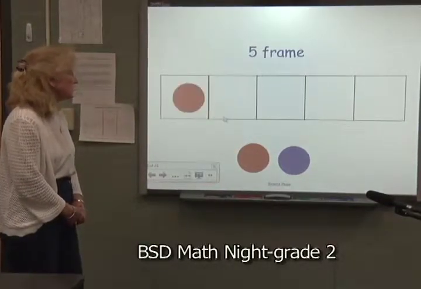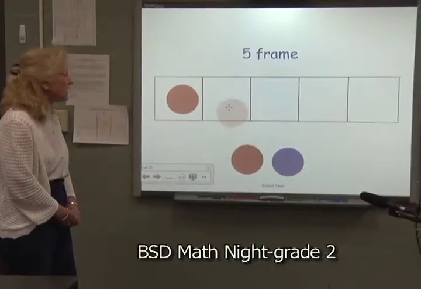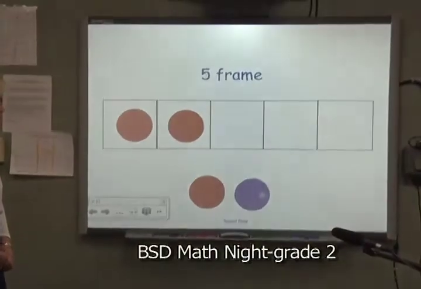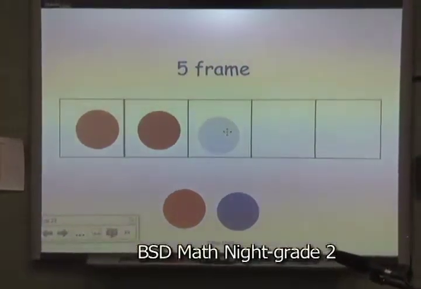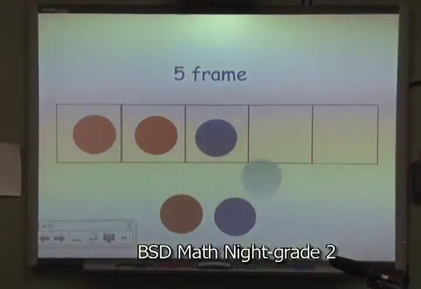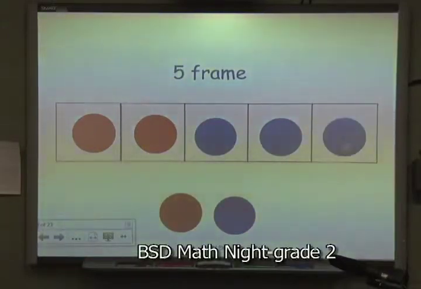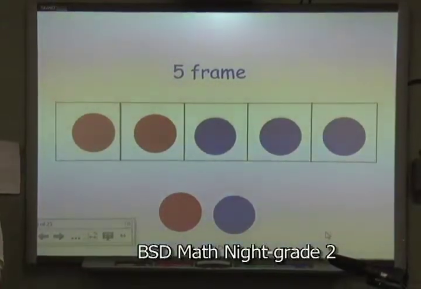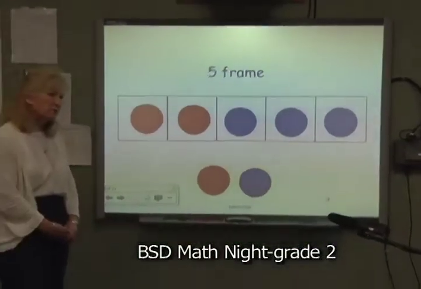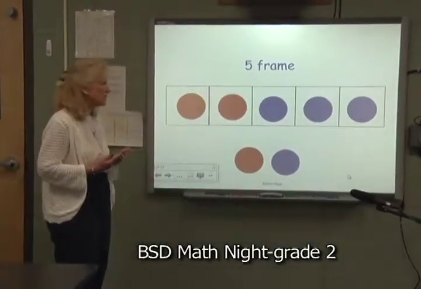Here Sally's showing us a quantity of 2 red chips. Now she's going to show us 3 blue chips, and we see that it does fit the frame. Now, kindergartners wouldn't be writing a number sentence for this problem. First grade would, but it's the language, the vocabulary.